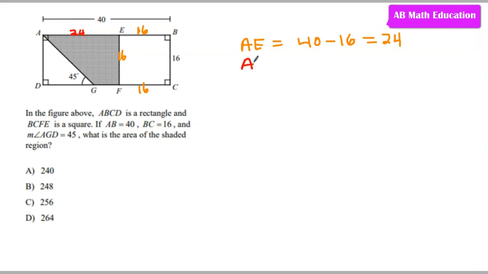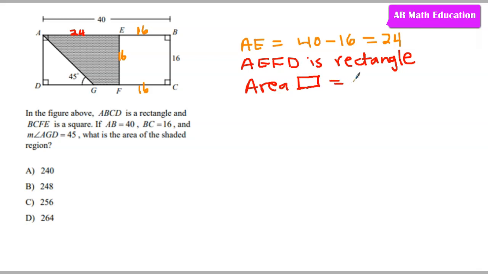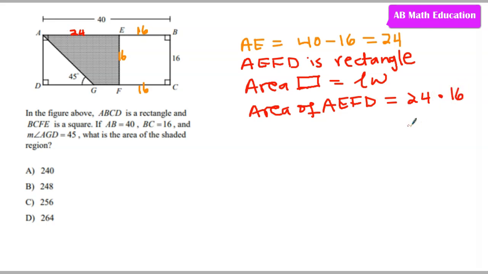Once we get that, AEFD is a rectangle. And how do we find the area of a rectangle? The area of a rectangle is just the length times the width. The area of AEFD is going to be 24 times 16, and that will give us 384 units. They didn't give us either it's a meter or whatever, so it's just like that.